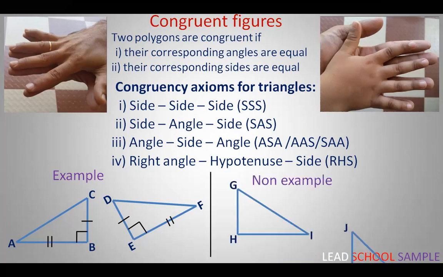One more example, one more non-example. We are taking two right angle triangles, GHI and JKL. One side is equal, but the other corresponding sides are not equal. So we can't apply ASA congruency. Also the hypotenuses are different, so we can't apply RHS congruency. Therefore these two triangles are not congruent.